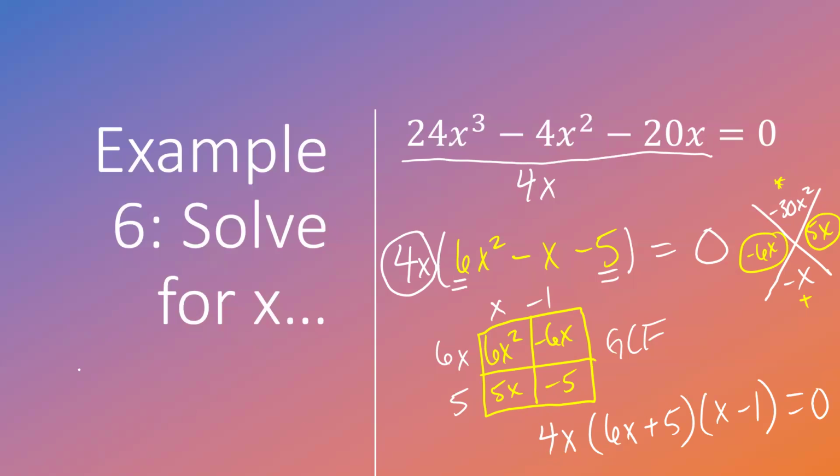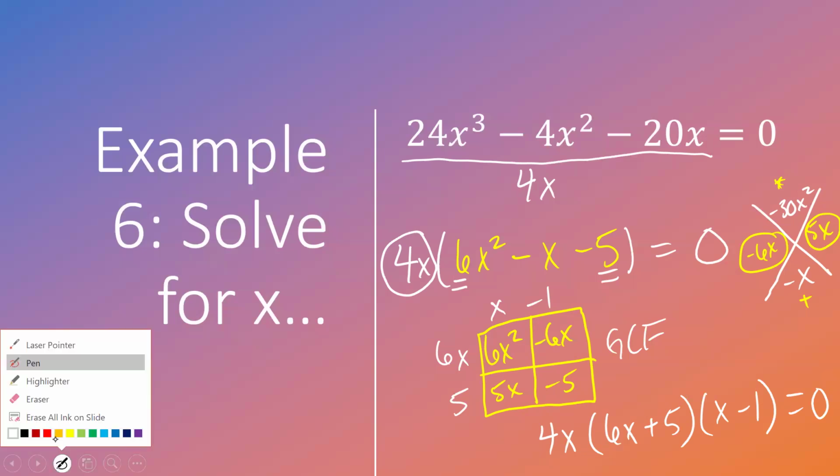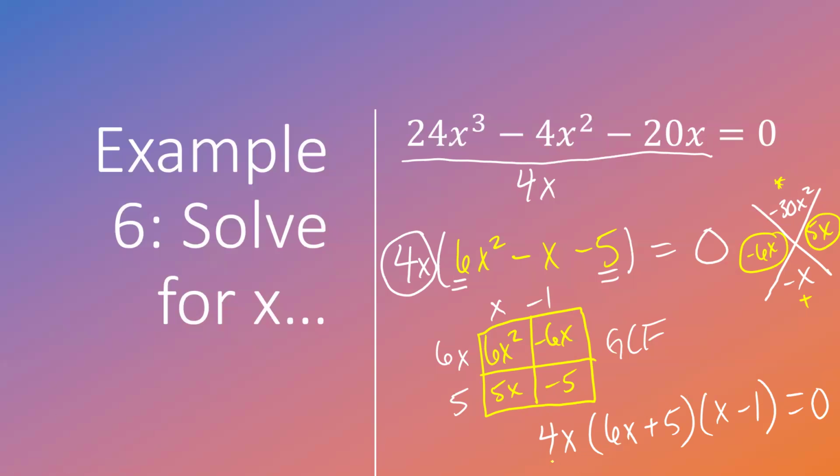We haven't solved. What are our answers? What are the x's? For the first one, what would make 4x equal to 0? 0. Okay, on to the next. What would make this equal to 0? Well, what do I need to do to get x by itself? So my answer is -5/6. And then what would make this equal to 0? So my last answer is 1.